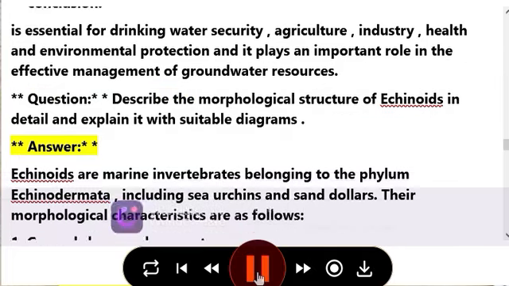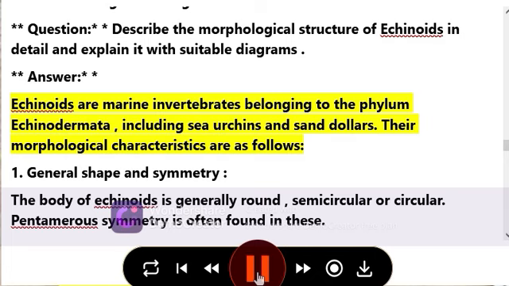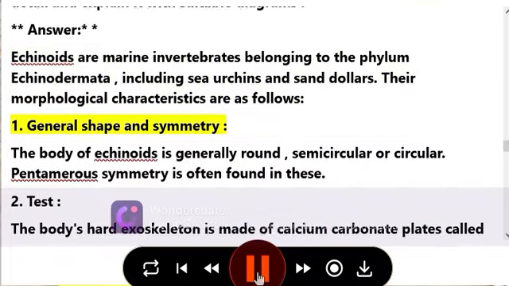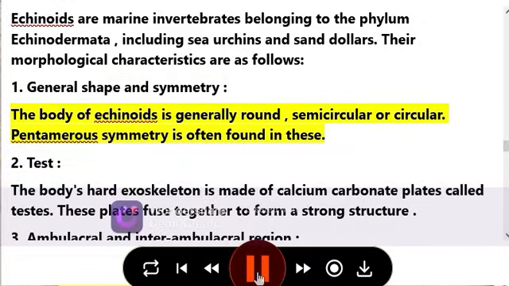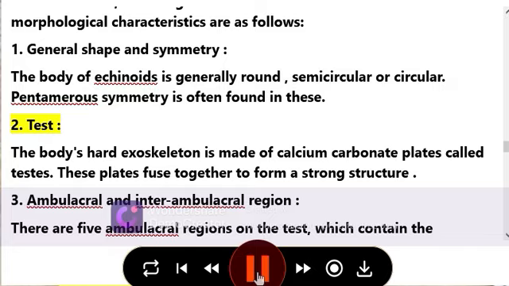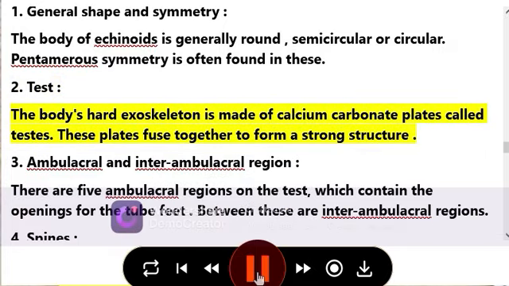Question: Describe the morphological structure of echinoids in detail and explain it with suitable diagrams. Answer: Echinoids are marine invertebrates belonging to the phylum Echinodermata, including sea urchins and sand dollars. Their morphological characteristics are as follows. 1. General shape and symmetry. The body of echinoids is generally round, semicircular or circular. Pentamerous symmetry is often found in these.